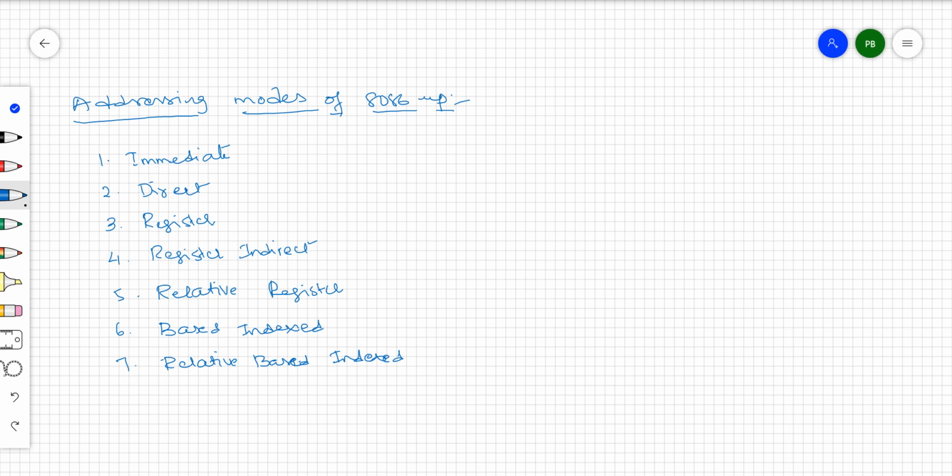By this time we need to discuss these particular seven addressing modes. First one is what? Immediate addressing mode, direct addressing mode, register addressing mode, register indirect addressing mode, relative register addressing mode, based indexed addressing mode, relative based indexed addressing mode. In a similar way, relative based and relative indexed addressing modes are also there. Once you understand these things, the remaining you will understand very clearly.